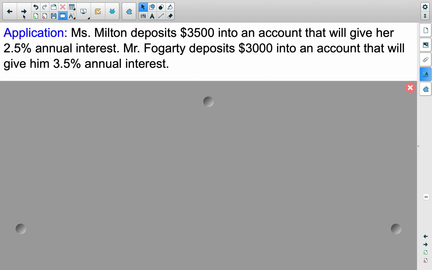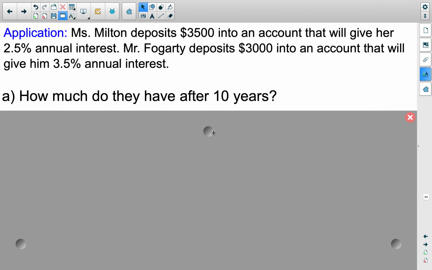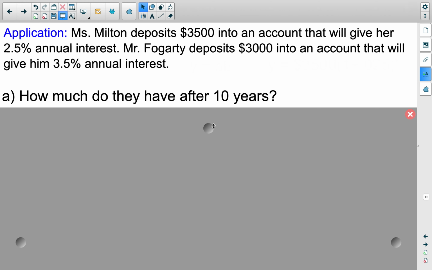All right, our first application question, you might want a calculator handy just to make sure you can do the number crunching along with me. So Miss Milton deposits $3,500 into an account that's going to give her 2.5% annual interest. Mr. Fogarty deposits $3,000 into an account that's going to give him 3.5% annual interest. We talked about these types of questions in chapter 1, so it's been a while. So just a little bit of a refresher. The question is going to ask how much do they have after 10 years.